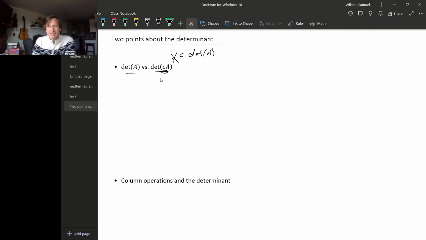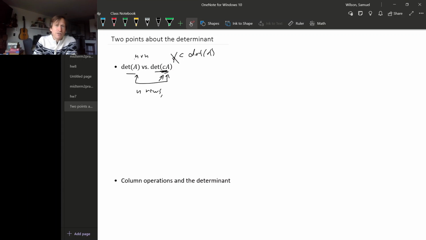The reason is, think about how these two matrices are different by comparing their rows. To get C times A, each row of A has been multiplied by C. We know that if you multiply a single row by a constant, the determinant gets multiplied by that constant. But how many rows in C times A have been multiplied by C? All of the rows. How many rows is that? If A is n by n, then there are n rows.